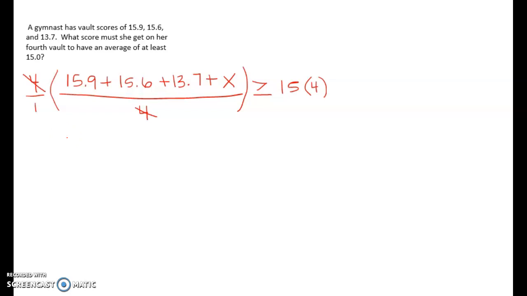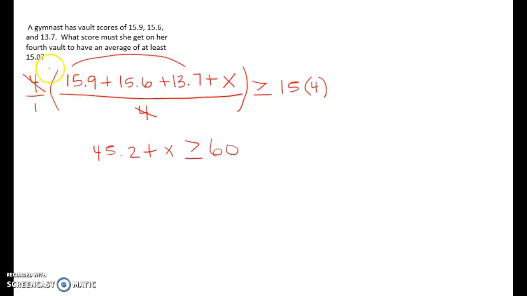Let me do this real quick. So we get 45.2 with these 3 numbers added together, plus X is greater than or equal to 15 times 4, which is 60. So notice how multiplying by that 4 just simplifies super quick.